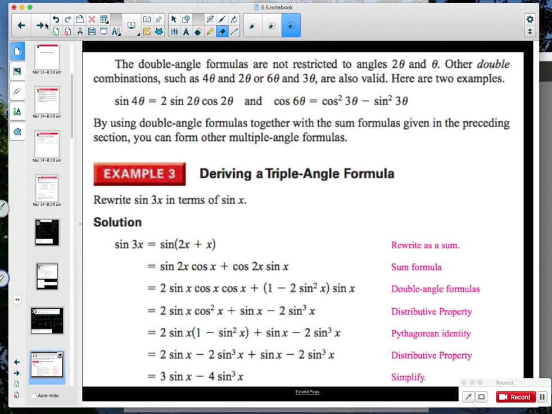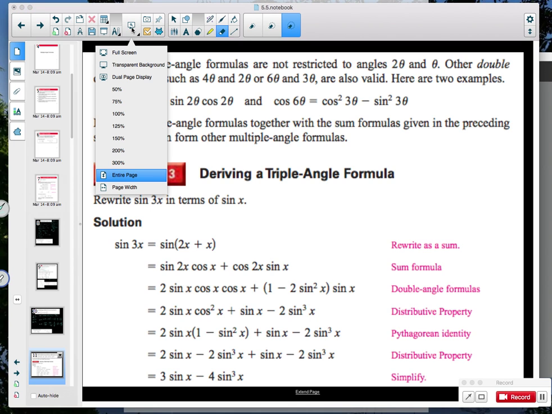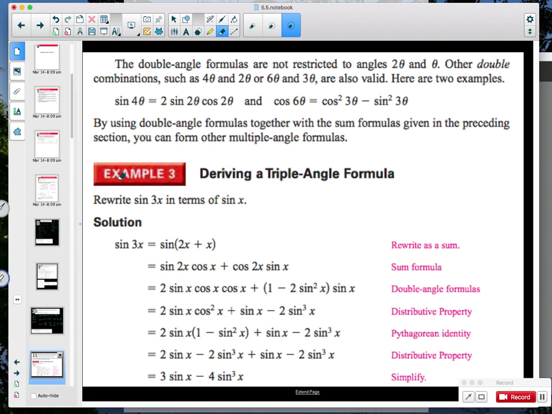And now let's go to a nice thing, which is that the double angles are not restricted just to 2 theta. You can do 4 theta, 6 theta, or anything that is double. I like asking questions like that. So sine of 4 theta becomes twice sine of 2 theta cosine of 2 theta. Similarly, cosine of 6 theta, I'm going to use half of 6 theta, which is 3 theta. That's a nice feature of this formula.